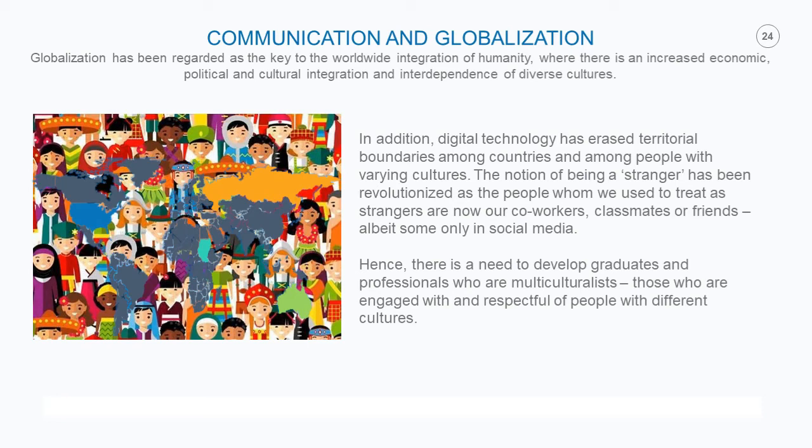This is not confined to communication with people from other cultures, but is inclusive of communication within our own societies, even with the minorities and the indigenous people. It is therefore imperative that we learn to communicate effectively with people regardless of age, gender, race, ability, religion, sexual orientation, income, marital status, or ethnicity.